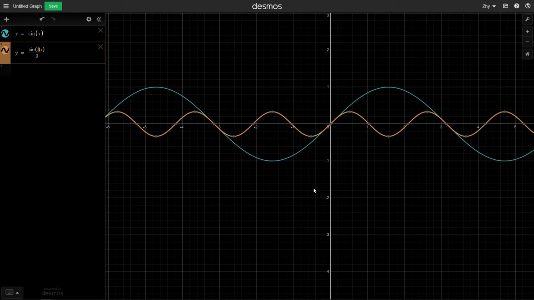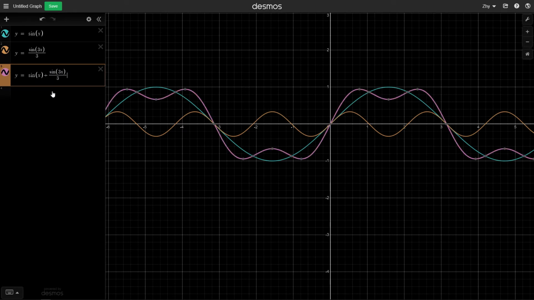Okay. Now, what will happen if we add the two signals? Let's say we have y equal to the first signal plus the second signal. What do you think will happen? Let's observe what happens.